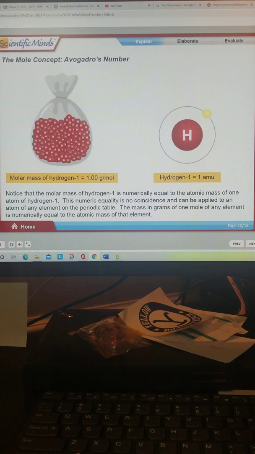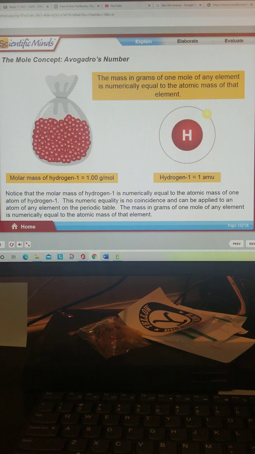Notice that the molar mass of hydrogen-1 is numerically equal to the atomic mass of one atom of hydrogen-1. This numeric equality is no coincidence, and can be applied to an atom of any element on the periodic table. The mass in grams of 1 mole of any element is numerically equal to the atomic mass of that element.